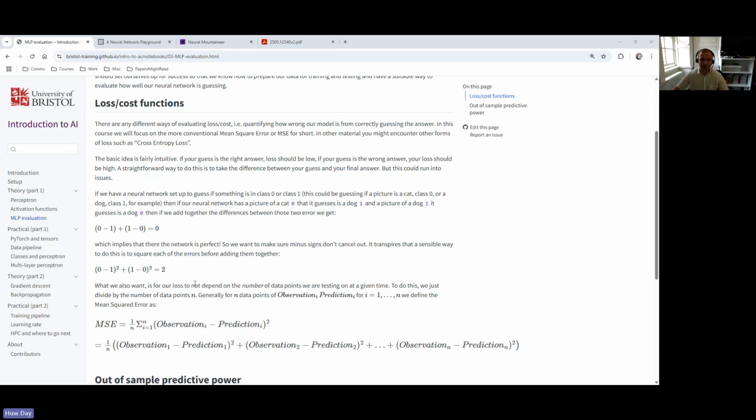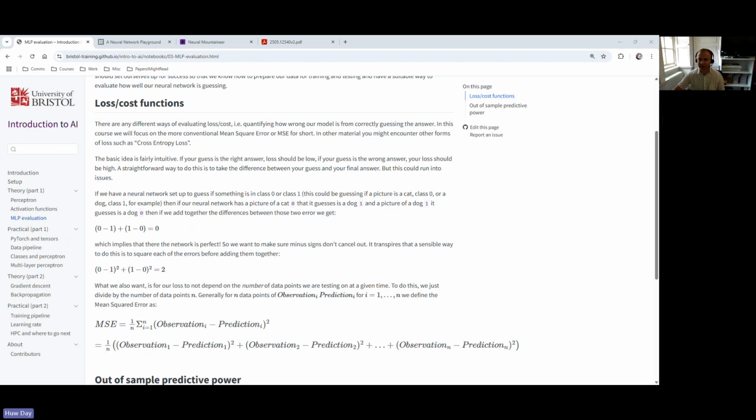In practice, we also don't want our loss to be affected directly by the number of data points, say, in our test set. So we do what's called the mean squared error, where if you have n data points, for each one you have an observation, which is your label y, which we saw previously, and then a prediction, which is just what our neural network predicts the label is. Then we take this weighted sum, where you divide by the number of observations, and then you do observation 1 minus prediction 1 squared, plus observation 2 minus prediction 2 squared, and so on and so forth.